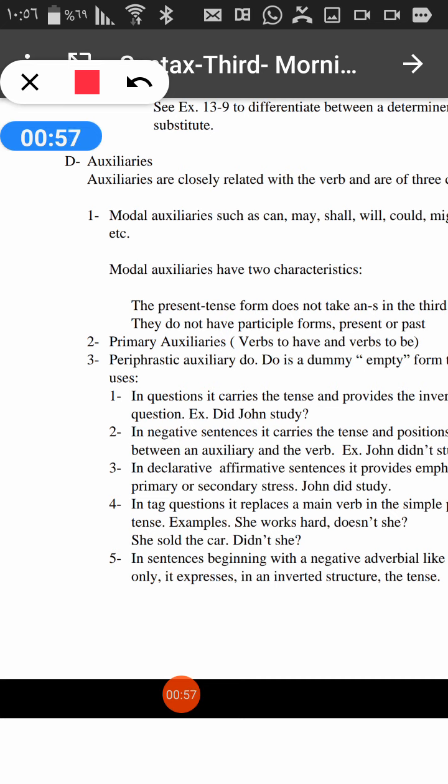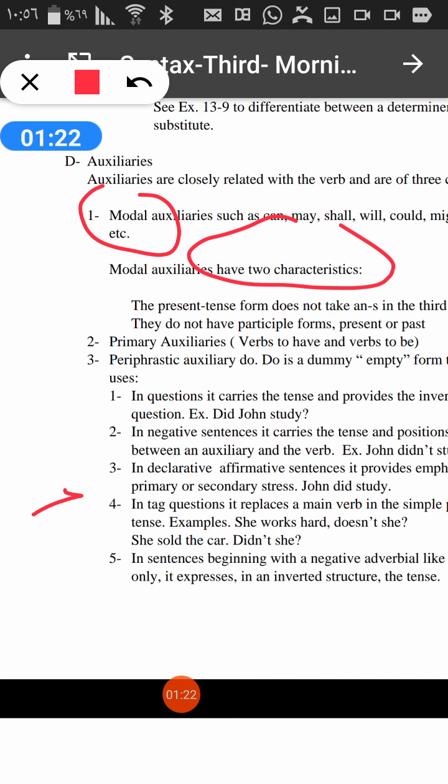أنواع الأفعال المساعدة. First, modal verbs, modal auxiliaries, الأفعال الناقصة, such as may, shall, will, could, etc. Here, modal auxiliaries, هذه الأفعال الناقصة, have two features or two characteristics, لها صفتين. Number one, the present tense form does not take an S in the third person singular. صيغة المضارع ما يأخذ S مع الشخص الثالث because it is not a main verb. This is number one.